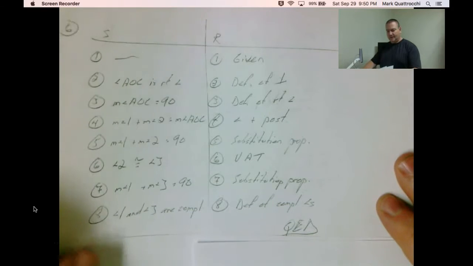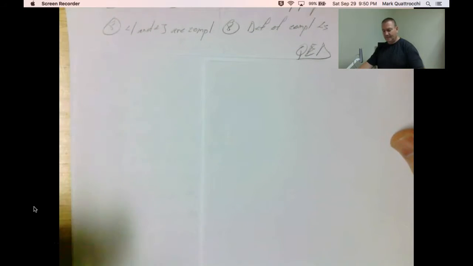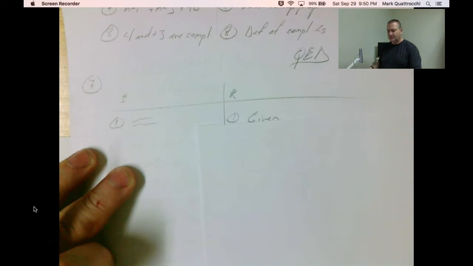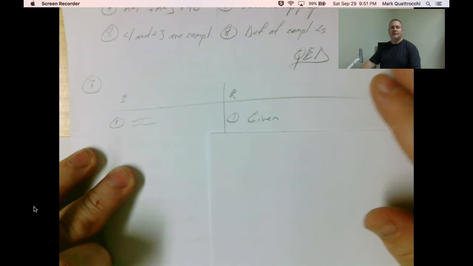Alright. Example 7. Again, I did it as a statement, reason, 2-column proof. And again, statement 1, squigglies, and given.